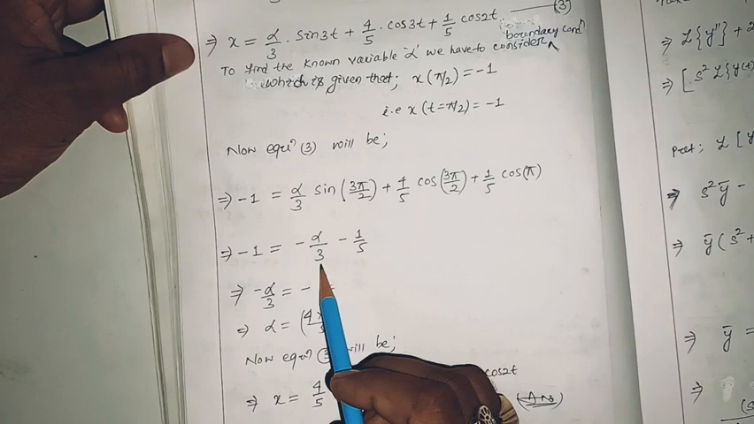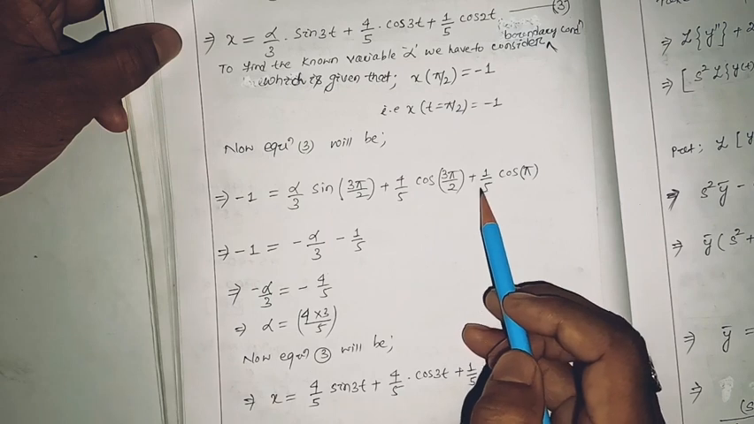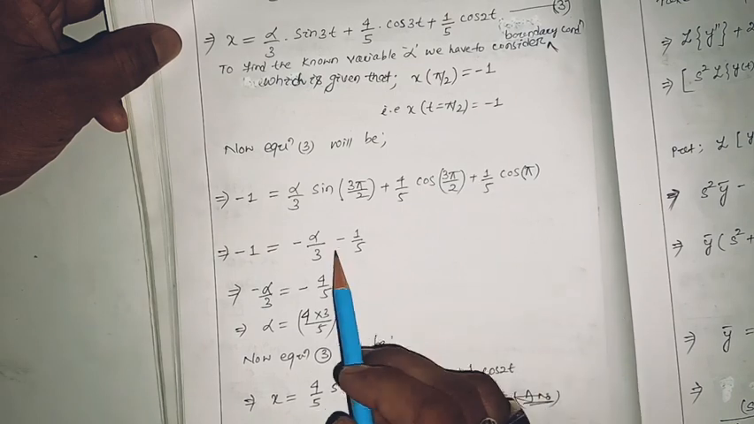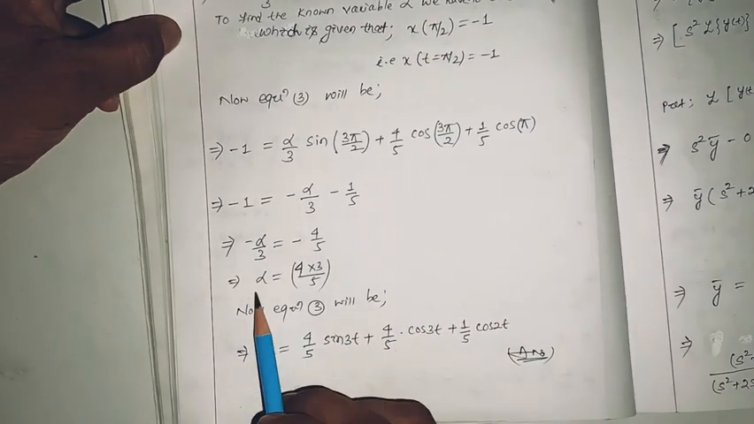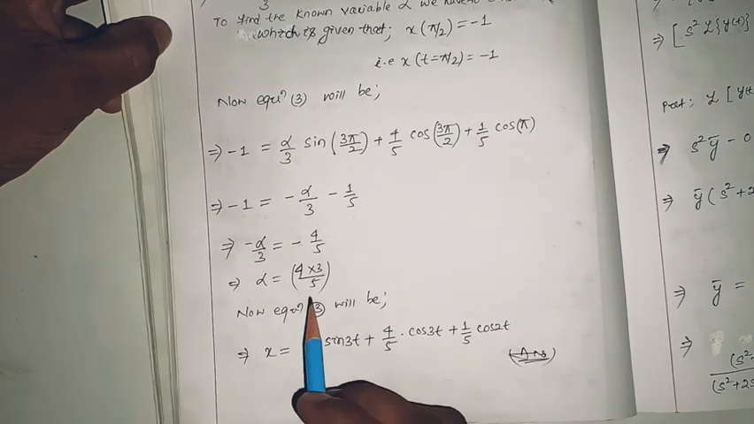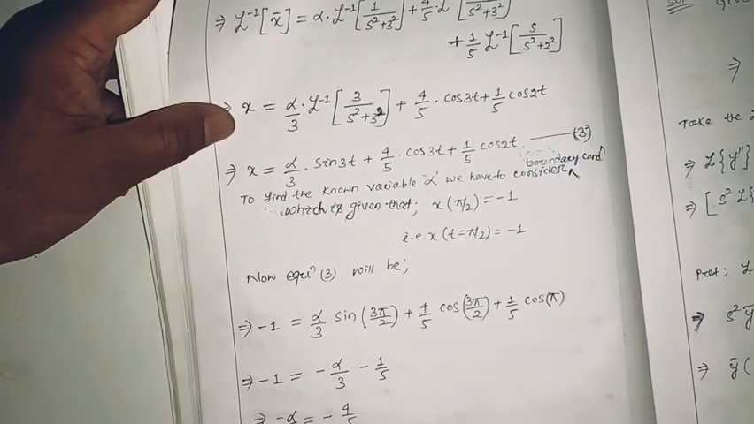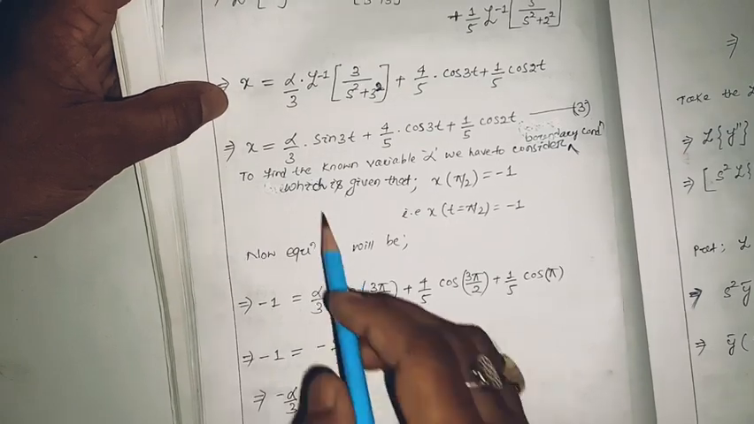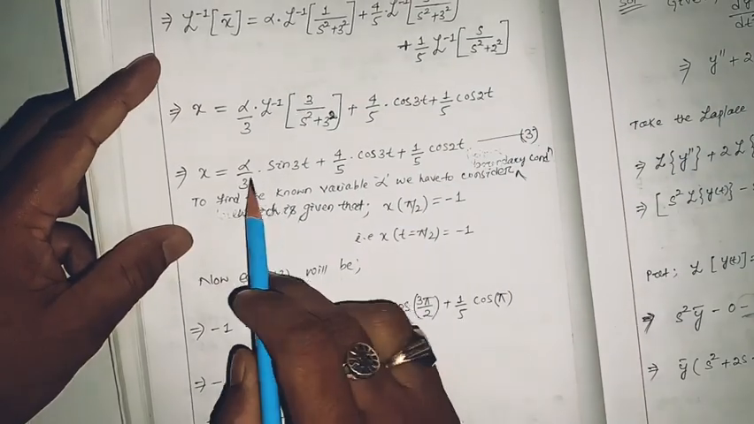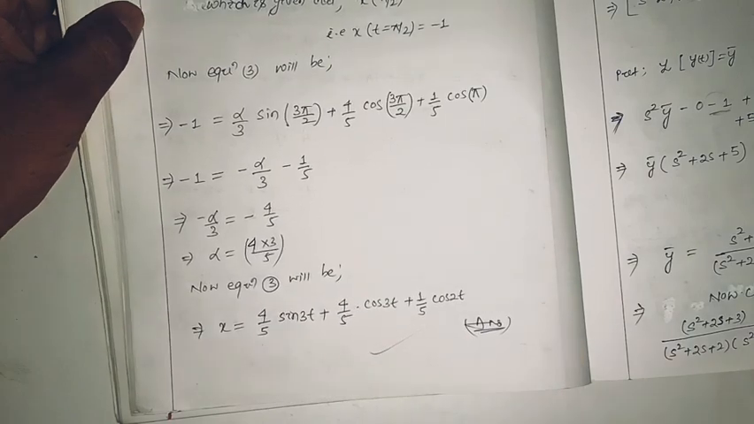so minus alpha by 3, and cos of 3 into pi by 2, cos of n pi by 2 will be 0, so this term is cancelled out, and here cos pi is -1, so minus 1 by 5. So hence we found alpha equal to 4 into 3 by 5. If I put this alpha, 4 into 3 by 5, here, the 3s get cancelled, and we found 4 by 5 sin 3t, plus 4 by 5 cos 3t, plus 1 by 5 cos 2t is your answer.